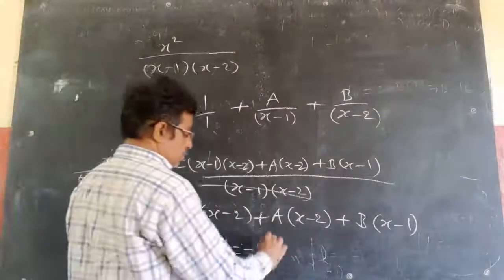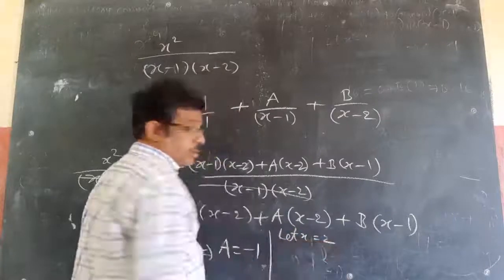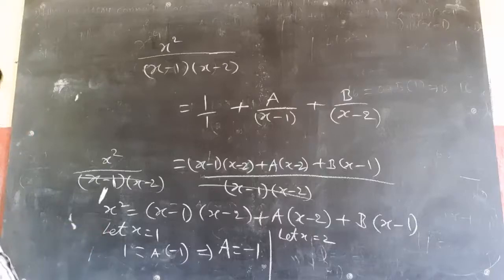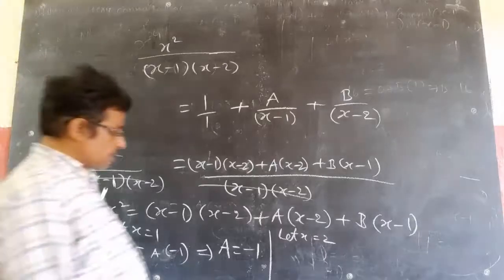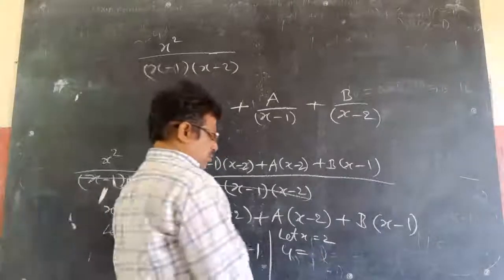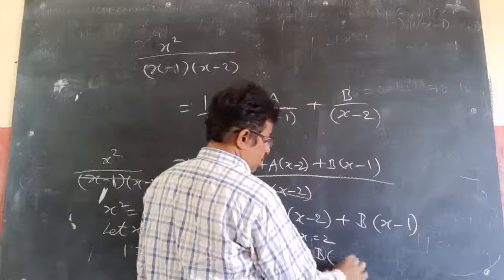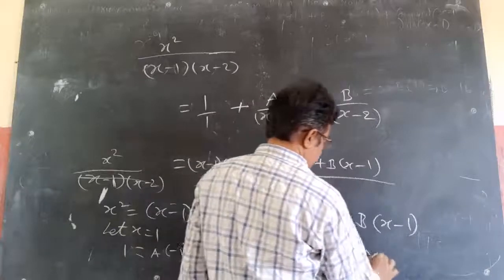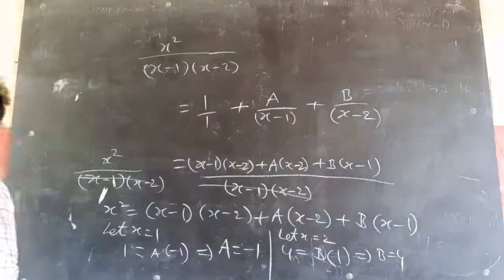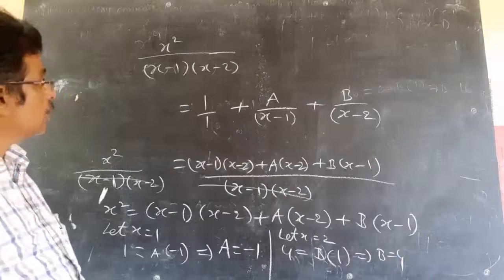Let x equal to 2. If you substitute x equal to 2, what do you get? 2 square, 4, equal to 0 plus 0 plus B into 2 minus 1, which is 1. This implies B equal to 4. Now I got the A value minus 1, and the B value is 4.